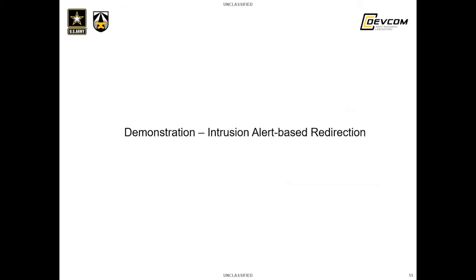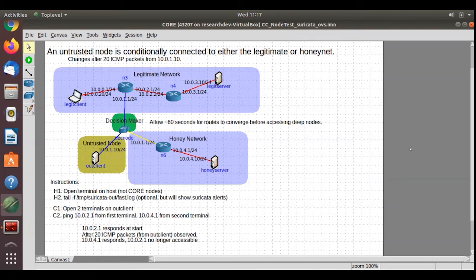So at this time, I'm going to go ahead and show a small demonstration of a scenario that we've developed that's based on a Suricata intrusion alert system. Here you'll see that I have the Common Open Research Emulator open, and I have a scenario that I built earlier. The scenario consists of a legitimate network, which is here on the top side. You can see there are 4 nodes here, a legitimate client, N3, N4, and a legitimate server.